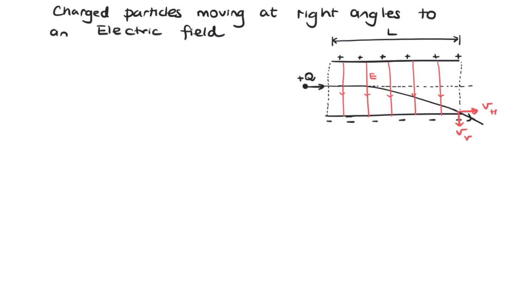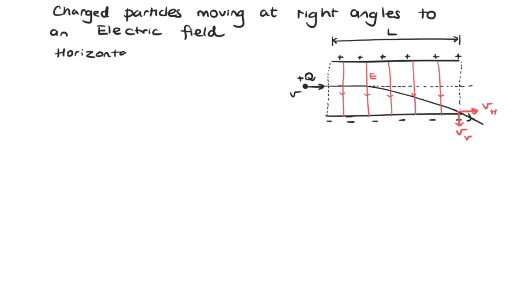Now, let's talk about charged particles moving at right angles in an electric field. You have a test positive charge Q, which is entering the electric field with a velocity v. Its motion can be affected by this electric field, and you can predict this motion by analyzing its vertical and horizontal components of motion. Let's talk about the horizontal component first.